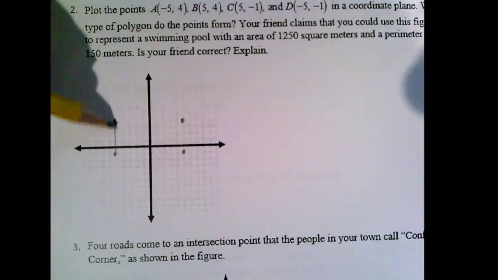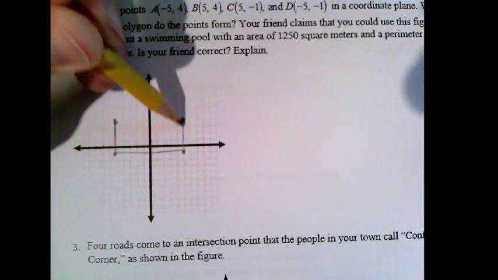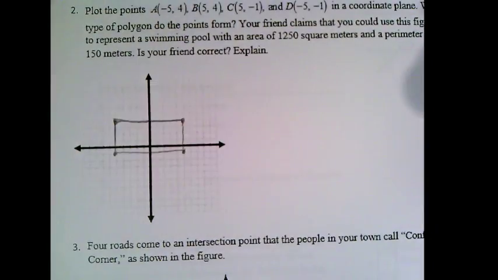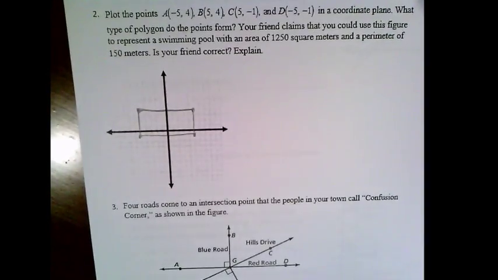Okay, so if you plotted the points, we'll go ahead and connect them. Okay, my picture's not perfect, but that's okay. Oh, okay. I'll raise it up a little bit. There you go. It should be better. So we've got that. It says, what type of polygon do the points form? So does anybody know on here? Yeah, it made a rectangle.